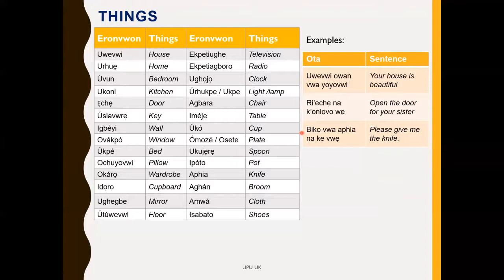Biko waviana kewe. Okay, so what we want you to do is to substitute these with different words from the table there. So, uwemiwa waiyuyumi. Your bedroom is very nice. Okay. Your bed is very nice. It's beautiful. Rekena koni overwe. Biko waviana keve. So you can swap avia with so many other words there.